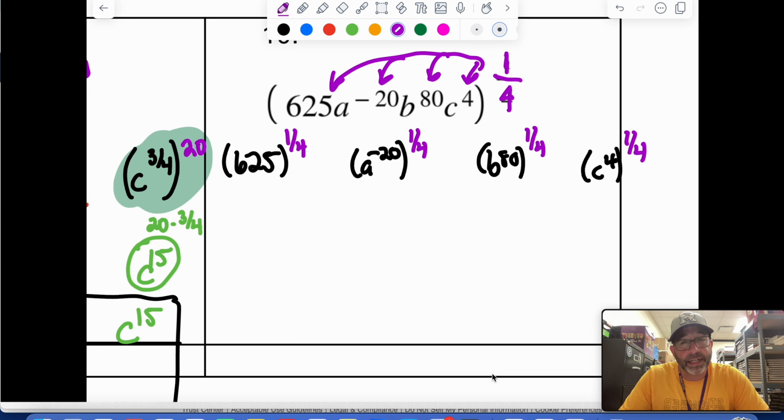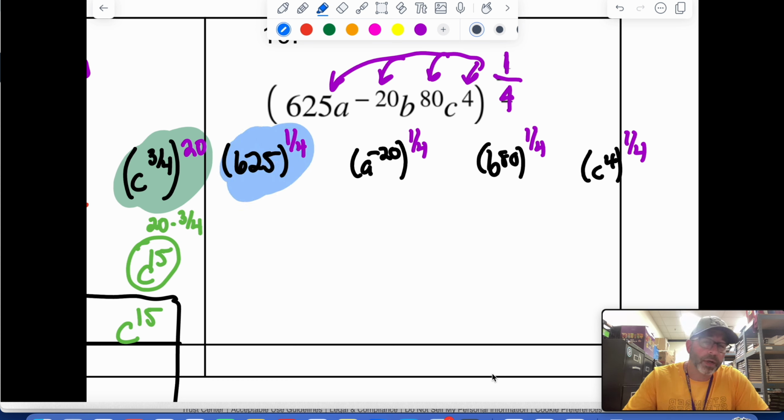Okay, it's distributed now to everything. And we'll go through and do the same process. First thing first, 625 to the 1/4 power. That is going to equal 625 raised to the 1/4. Yeah, it's 5. Had a brain fart there. All right, so this is going to equal 5. Okay, that's just a coefficient, so there's no variable to actually deal with there.